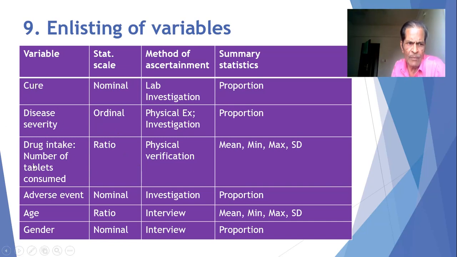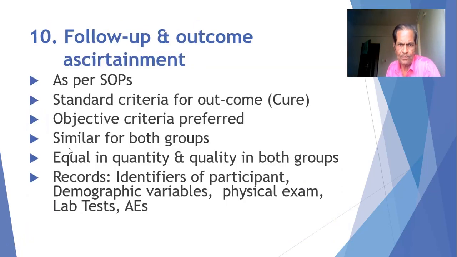Then the drug intake, the number of tablets consumed, for example, is a ratio variable. It is ascertained by physical examination, and we calculate the mean, standard deviation, minimum observation and maximum observation in the study and control groups. That is the summary statistics. So like this, we decide the scale of measurement, we decide the method of ascertainment, and the summary statistics are also decided for all the variables. This is not an exhaustive list for a clinical trial. You may include a few variables and the list may increase in number.